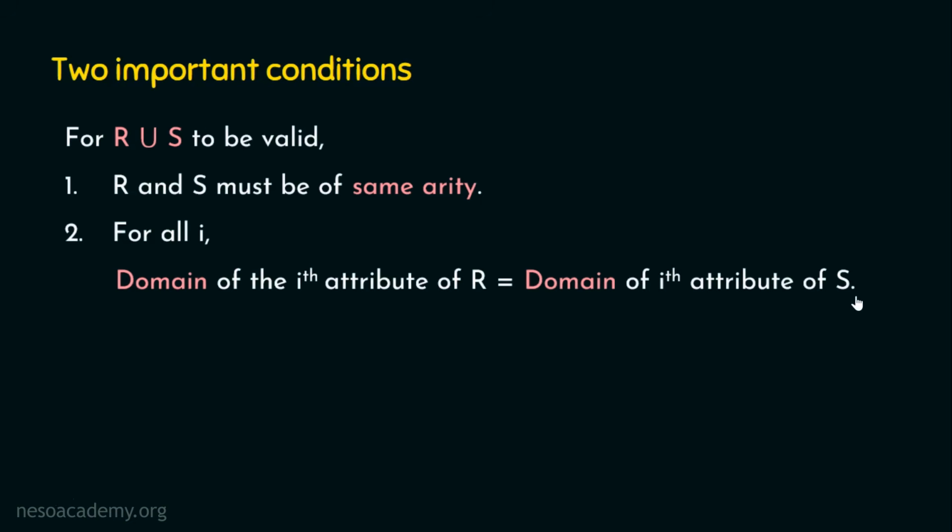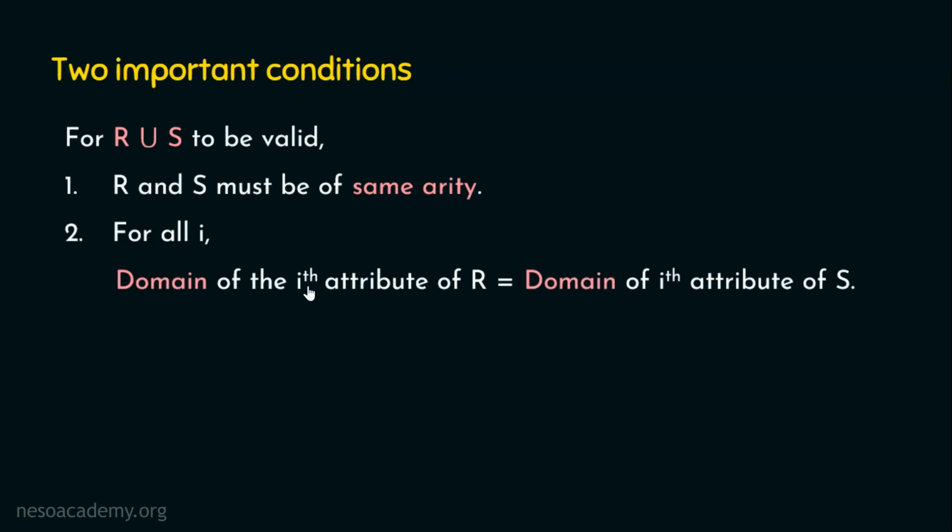What do we mean by this? Let's say there are two relations R and S, and R contains 3 attributes and S also contains 3 attributes. So the first condition is satisfied. Both R and S must be of the same arity? Yes, R and S have 3 columns each. And coming to the second condition, the domain of the ith attribute of R should be the same as the domain of the ith attribute of S.